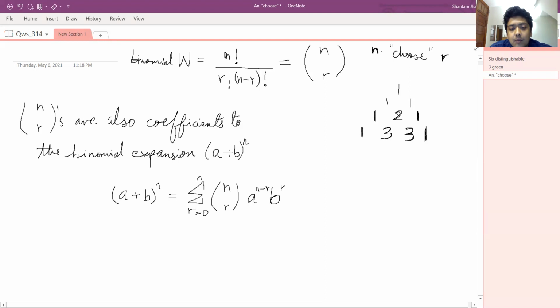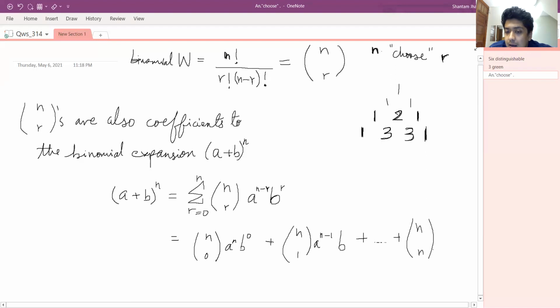a to the n minus r, b to the r. All right, let's expand some terms for this. This first term is going to be n choose 0. N choose 0, a to the n minus 0 is n, b to the 0, right? b to the 0 is also 1, plus n choose 1, a to the n minus 1, b, and so on, all the way till n choose n, a to the n minus n will now be 0, b to the n.